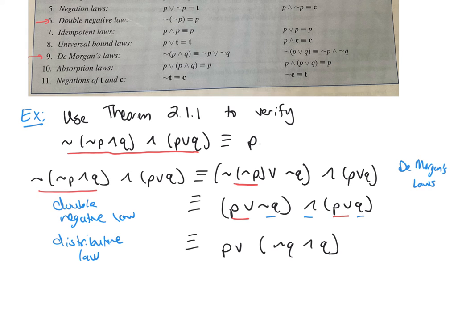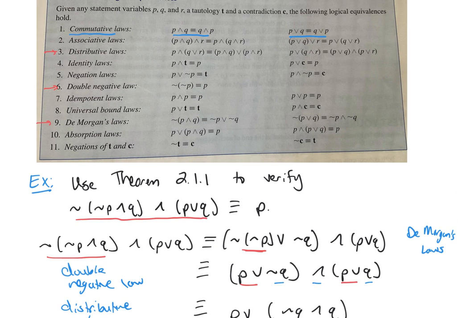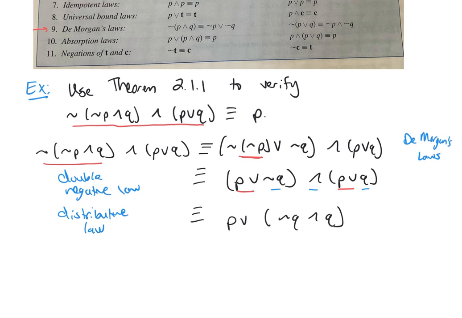And then if you look, we had our commutative law, which was our first one in our table. I can flip the order, so I'm going to use the commutative law on the parentheses. So I'm going to flip it. It'll be Q and not Q. So this is the commutative law.